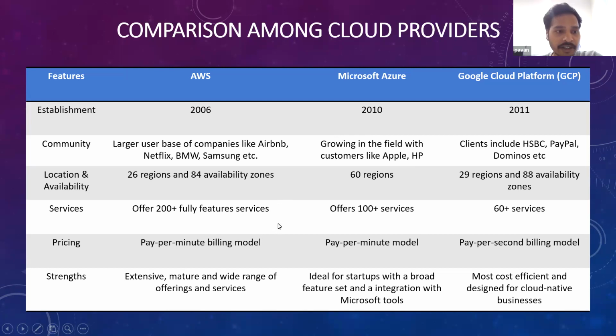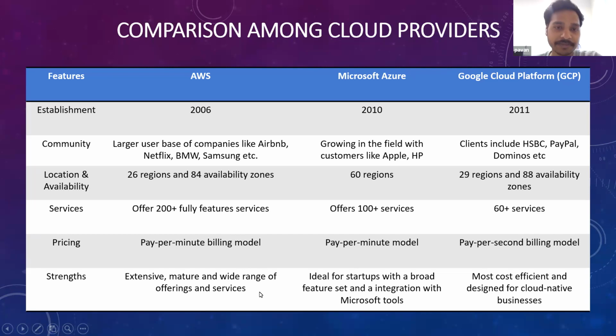And when it comes to the pricing strategy, AWS follows a pay per minute billing model, which means for every minute you use the service of AWS, we have to pay some amount. For Microsoft Azure, it's also the same pay per minute model. For Google, it's a pay per second billing model, which will save some money for the organizations.